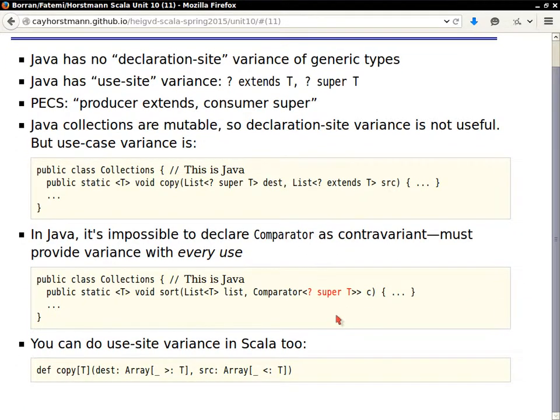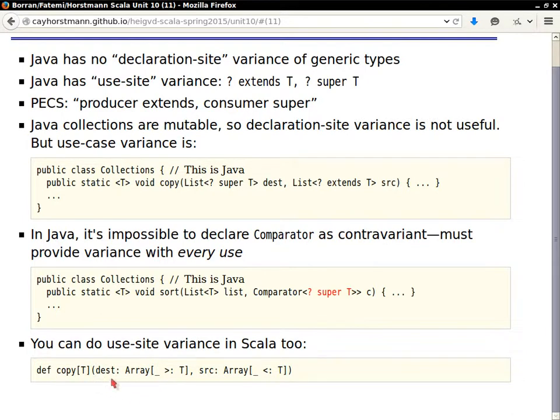It gets particularly bad when you deal with comparators. So here is, and I'm not making this up, the prototype for the sort function. So sort takes a list of T's, and then it takes a comparator of something that is question mark super T, because if you have, say, a list of students, and now you have a comparator that is willing to compare arbitrary people, that needs to be okay. And so that's the syntax that they use. You can do the same thing in Scala.